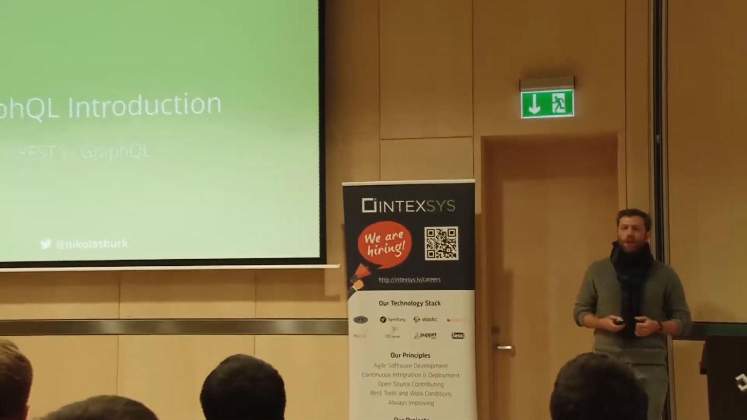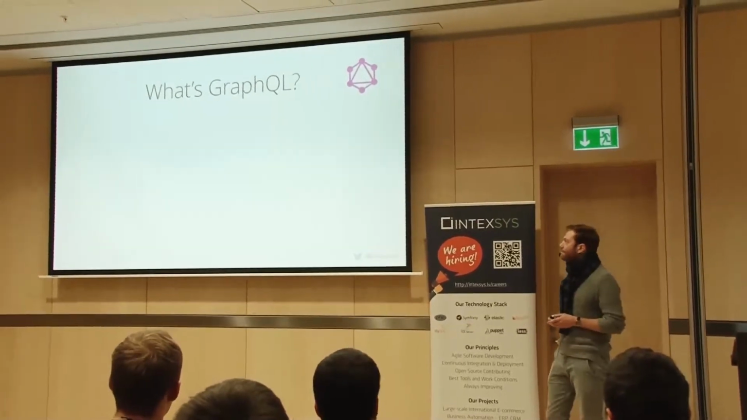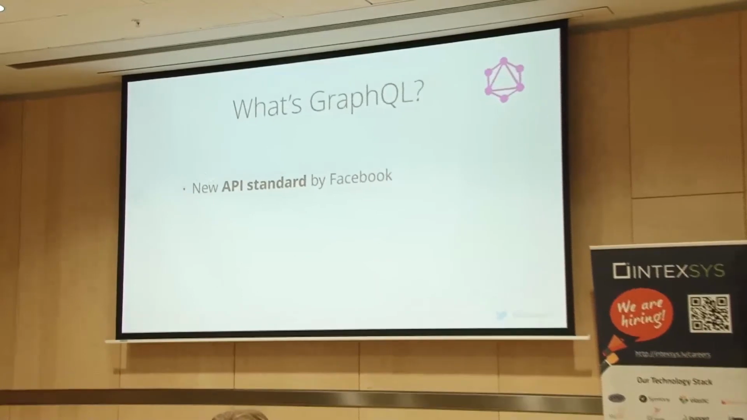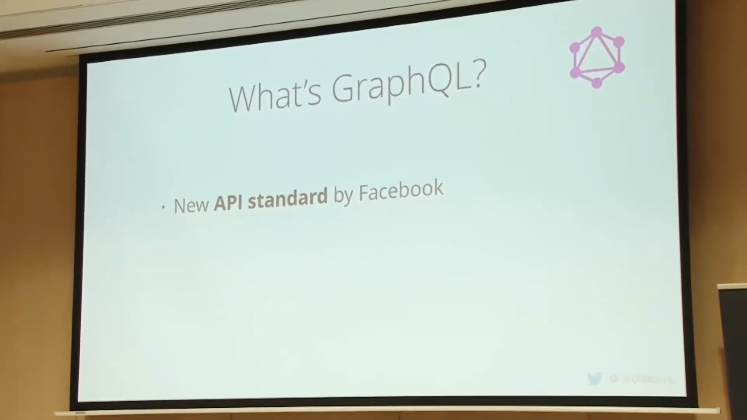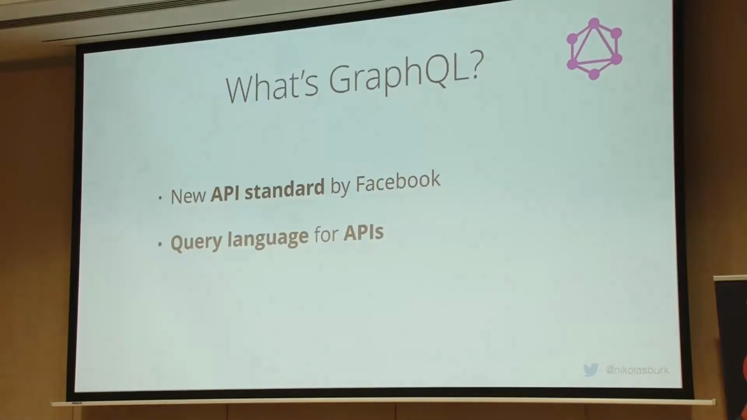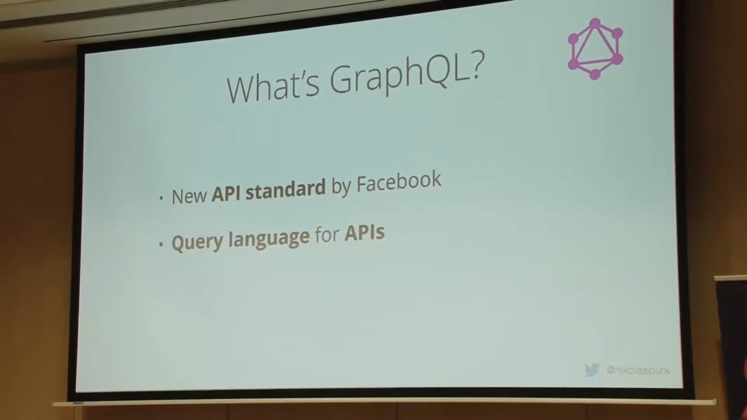So let's dive right in with the GraphQL introduction and the big question, what is GraphQL? Very, very briefly stated, it's a new API standard that was developed and open sourced by Facebook in 2015. And it's a query language that you use to send queries to an API. So it has the same suffix as SQL, so it's a query language, but it doesn't really have anything to do with a database. It really has to do with APIs. It's an API technology, not a database technology.